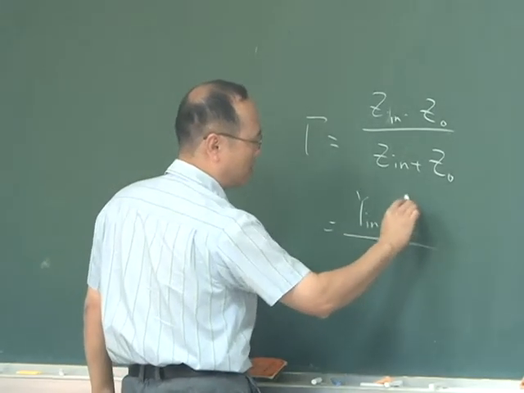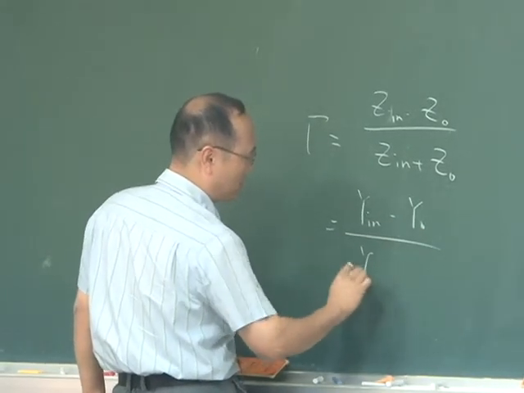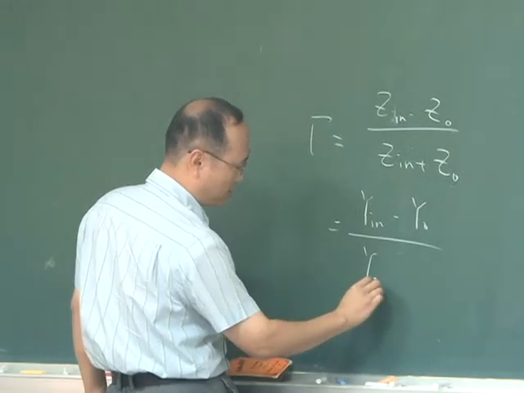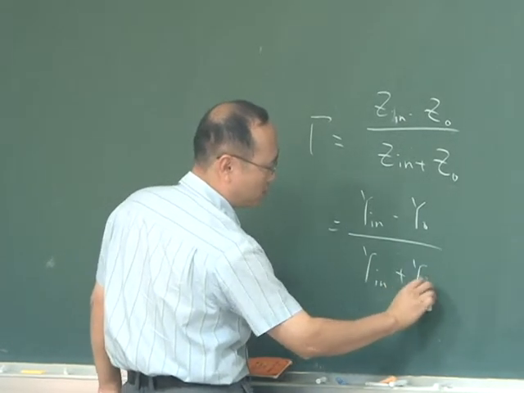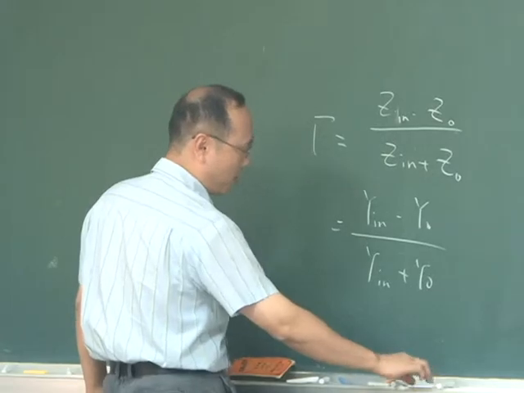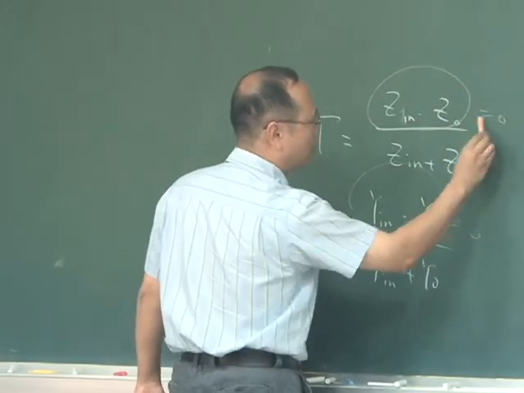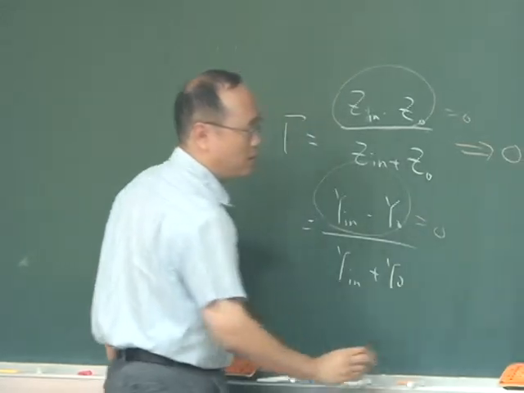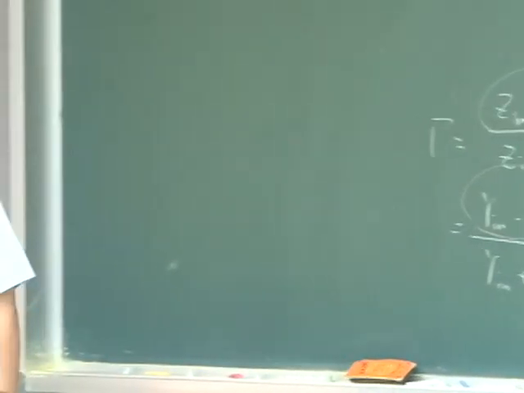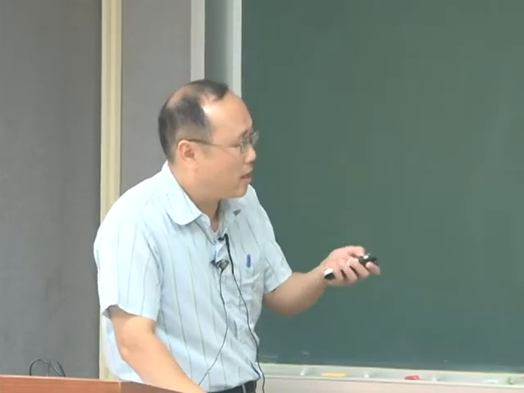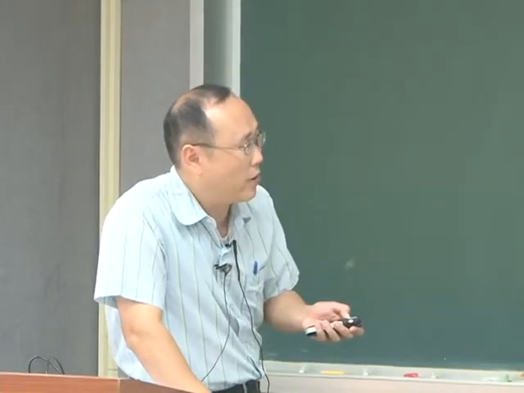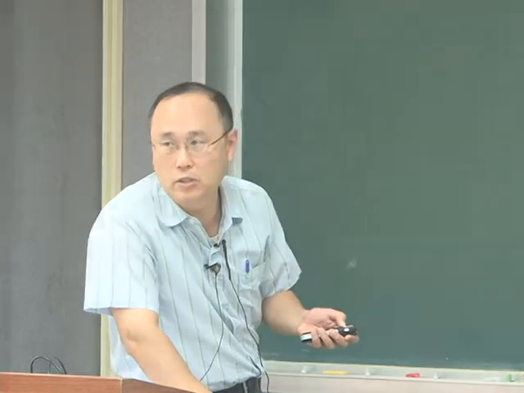Y input, Y0, Y input plus Y0. So if you have this equal to 0 or this equal to 0, then the whole thing is going to be 0. You don't have reflection. Okay, so well, the easiest way to have a short circuit or open circuit.